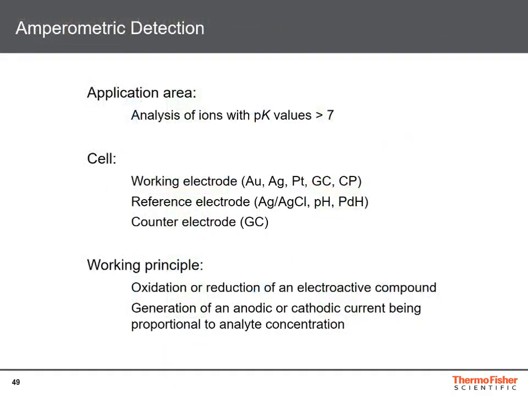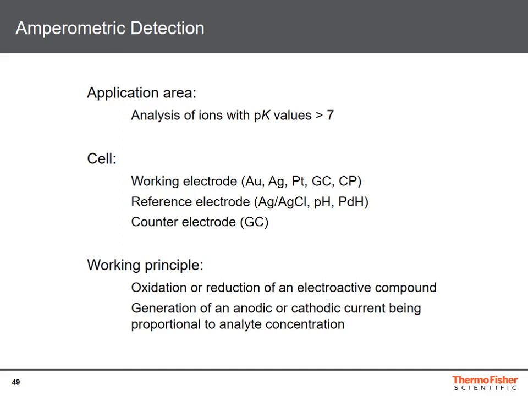For the analysis of ions with pK values above 7, suppressed conductivity does not work because the corresponding acids or bases are simply not dissociated. In this situation, we very often use amperometric detection. The cell of an amperometric detector consists of three different electrodes: the working electrode, the reference electrode, and the counter electrode. Working electrode materials can either be precious metal such as gold, silver, or platinum, or various forms of carbon like glassy carbon or carbon paste.